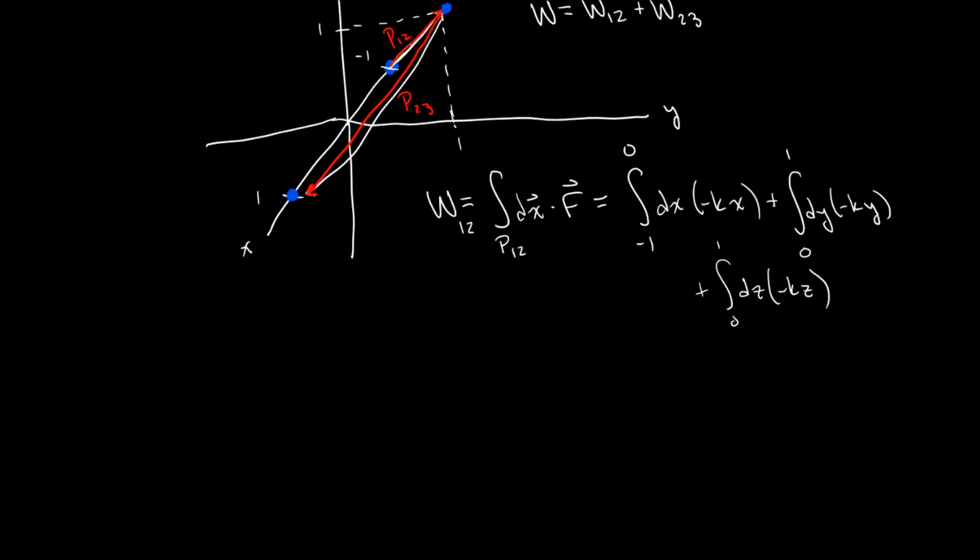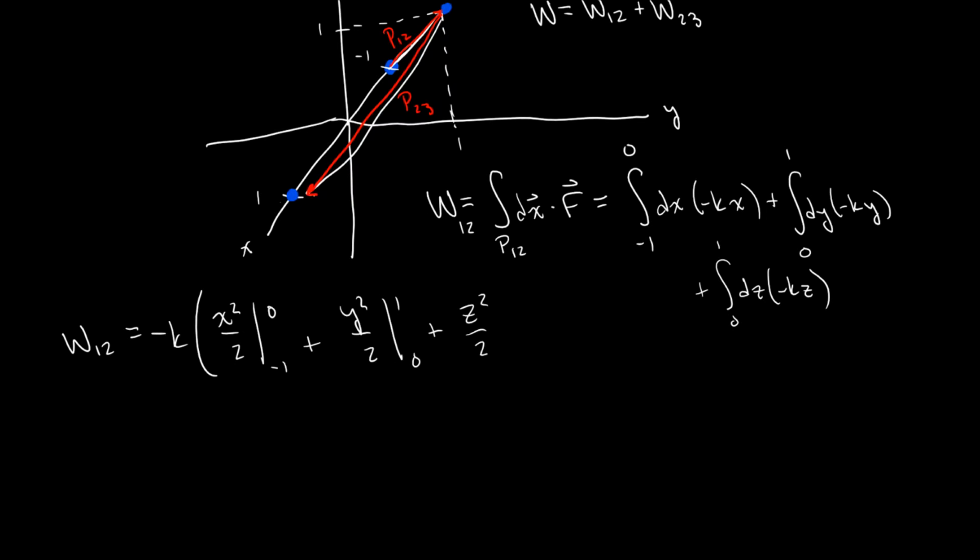Okay, so now we just do these integrals, and we find work 1, 2 is equal to, well, I can pull out a whole factor of minus k from all three of these. This first one is going to be x squared. The integral is going to be x squared over 2, so x squared over 2 evaluated from -1 to 0, plus y squared over 2 evaluated from 0 to 1, plus z squared over 2 evaluated from 0 to 1. I do believe that that is correct.